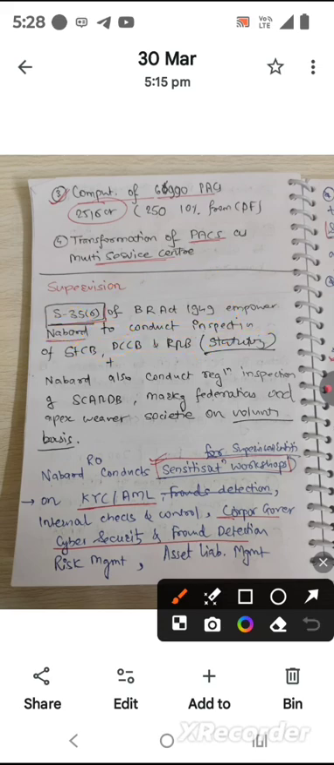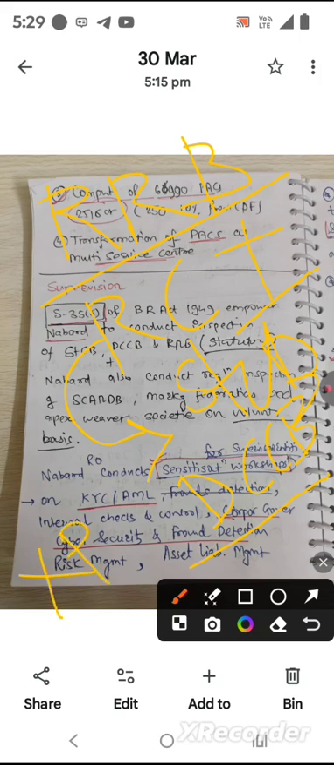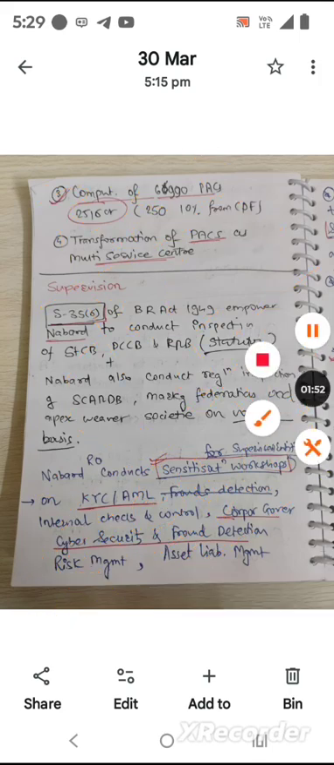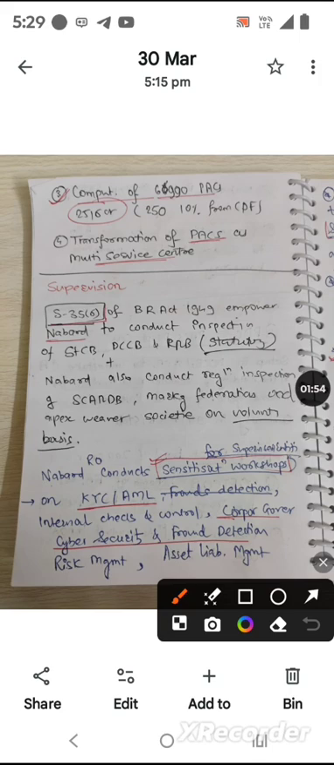In supervised entities, there are regional rural banks and rural cooperative institutions, and in rural cooperative institutions, only state cooperative banks and district central cooperative banks are there. There is no supervision of primary agriculture credit societies because PACS are not covered in the definition of a bank. So you must remember this: primary agriculture societies are not mentioned in the definition of a bank. So this is a statutory requirement of NABARD.